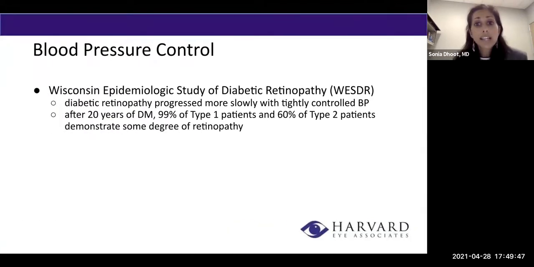And then this study, the Wester study, basically looked at, okay, well, let's control everybody for the same level of sugar. If we control blood pressure more tightly in one group versus the other, does that help? And absolutely, we know that controlling your blood pressure also helps your degree of retinopathy in both type 1 and type 2 diabetics.